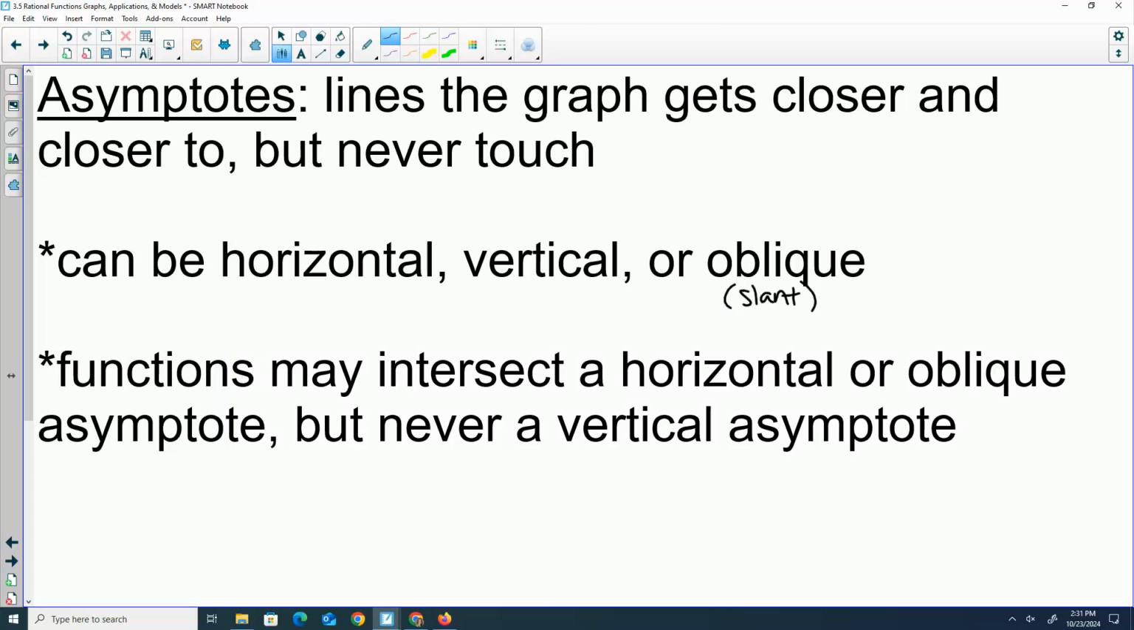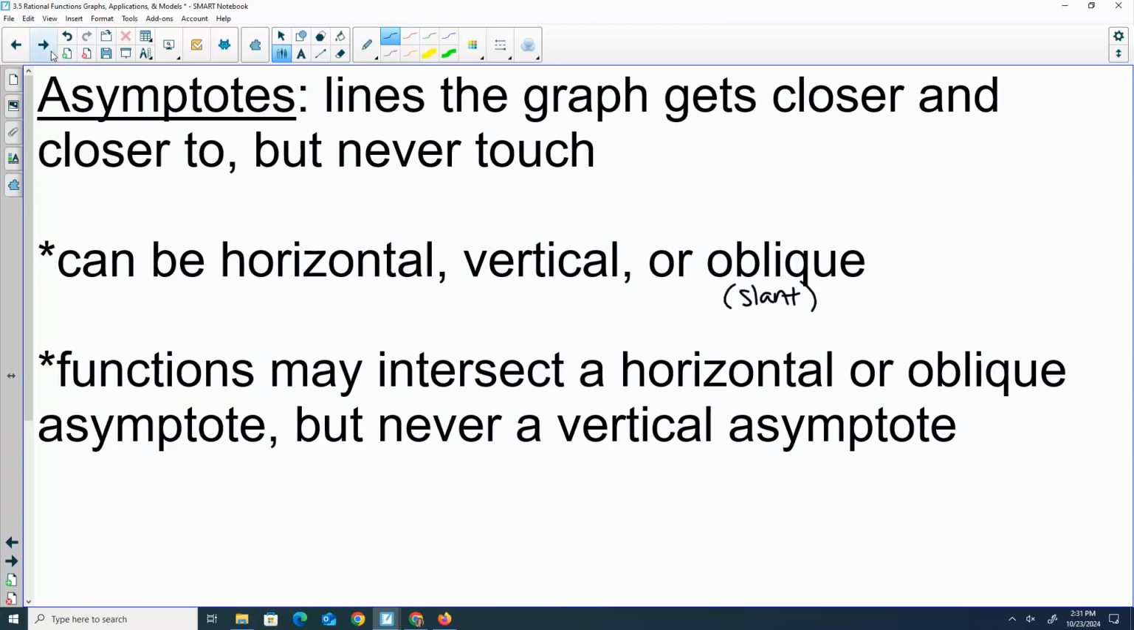We know what a horizontal line is, flat, straight across, right? Vertical line is up and down. Oblique is any slanted line. So any other line would qualify as an oblique. When we are drawing our graphs, there are times where it may cross a horizontal or an oblique asymptote, but a graph will never touch at its vertical asymptote. So something to keep in mind there.